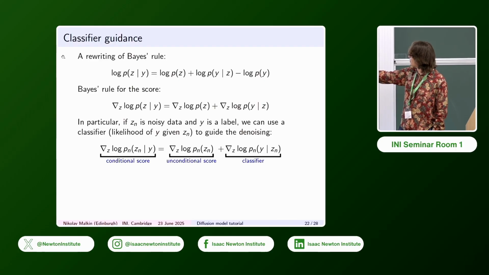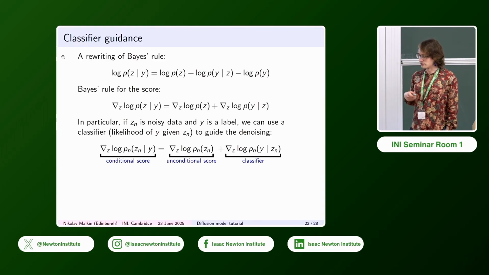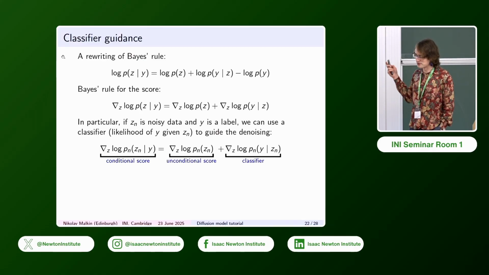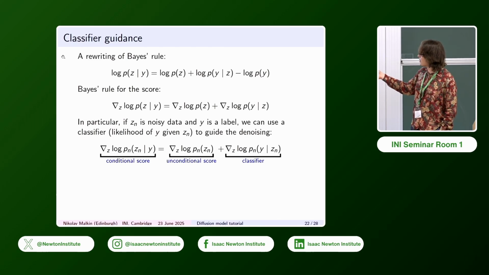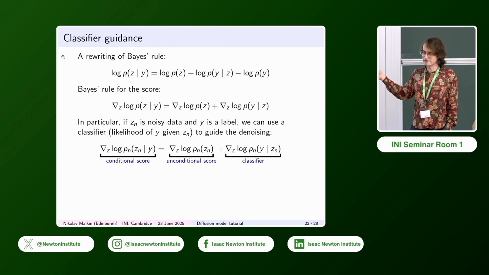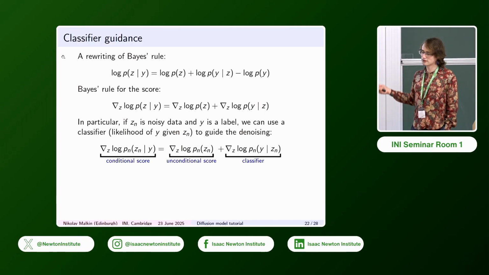I have it here. The score of the posterior is the score of the prior plus the gradient of the likelihood. Because the predictor of Z0 given Zn in a diffusion model is the same thing as the score function, to know the score of the conditional distribution, the posterior, I need to know the unconditional score, which I have because I have a prior diffusion model. And I need to know the gradient of this likelihood function of classifiers.